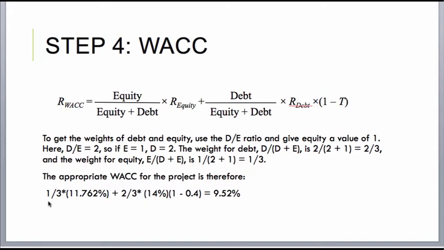Now we have calculated that the weight of equity is 1/3 and the weight of debt is 2/3, and we have the cost of equity from our last step, which is 11.762%. The tax rate is given in the question as 40%, and the cost of debt was given as 14%. We have everything for the formula, so we can get the WACC of 9.52%. Okay, get it?